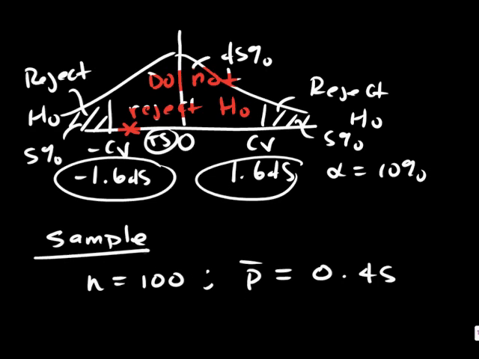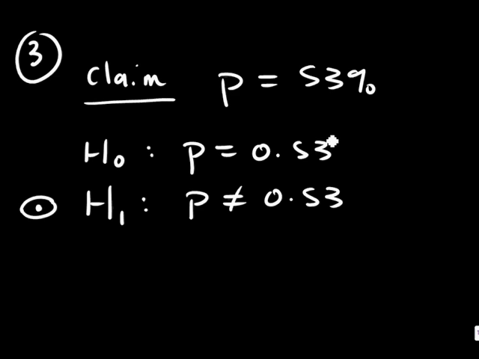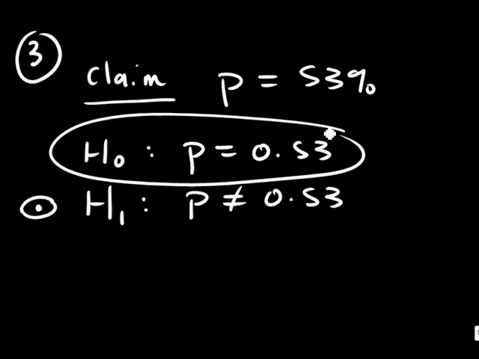Do not reject the null. What that means is we have validated the claim, which is that 53% will vote for the incumbent president based on this sample. This sample shows that 53% will vote for the incumbent.